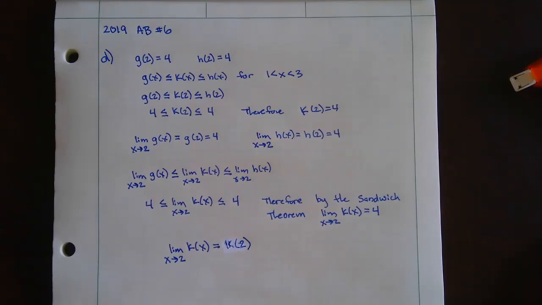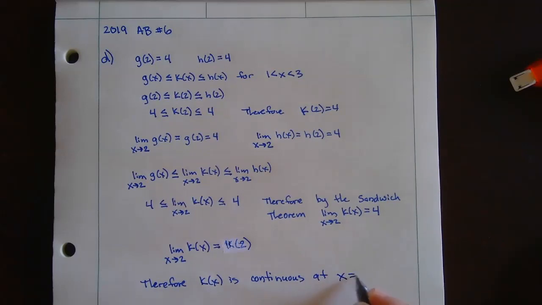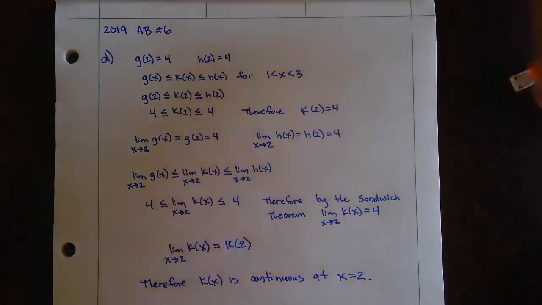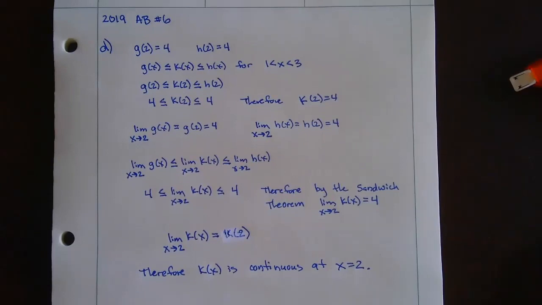Okay? So if the function value and the limit as x approaches 2 of the function are equal to each other, that establishes that they are continuous, okay? Therefore, k of x is continuous at x equals 2. Okay, guys, and that was part D for question number 6. That's it. We're done with AP review, guys. That is it. Okay.